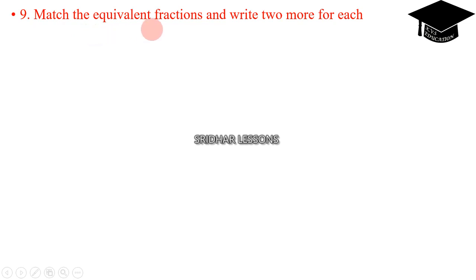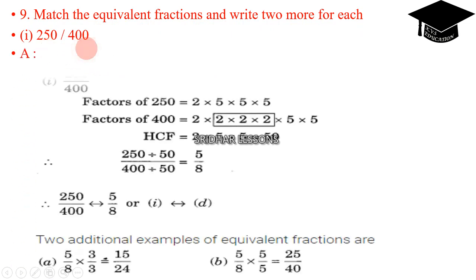Ninth question. Match the equivalent fractions and write 2 more for each one. 250 by 400. The factors for 250 are 2 into 5 into 5 into 5, and the factors for 400 are 2 into 2 into 2 into 2 into 5 into 5. If you observe, the HCF is 2 into 5 into 5, which is common, that is 50.